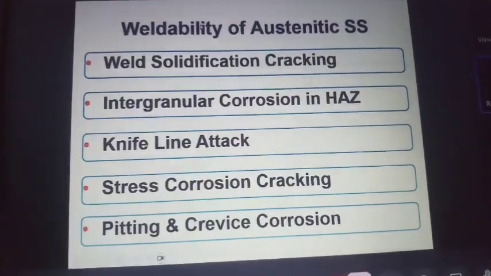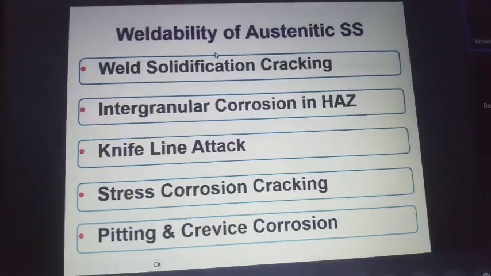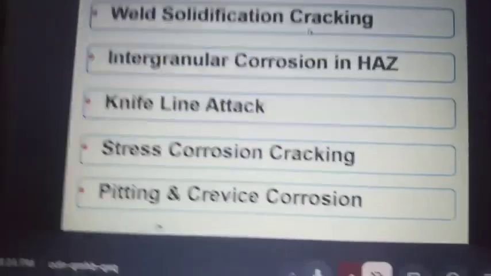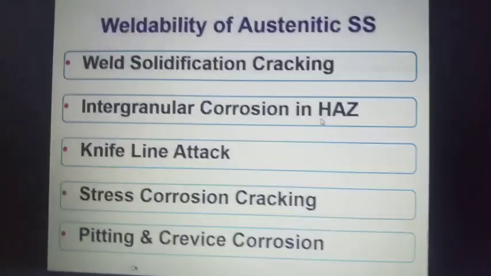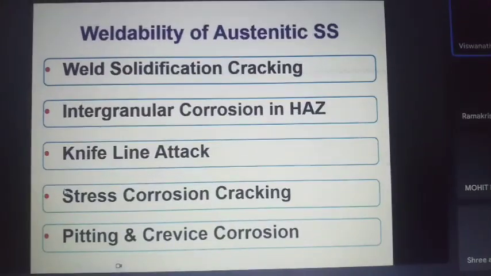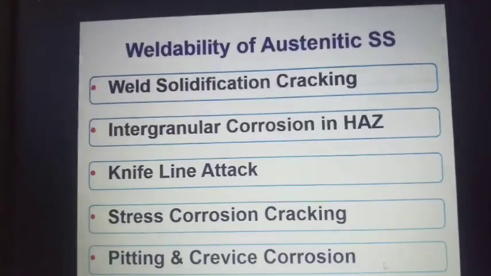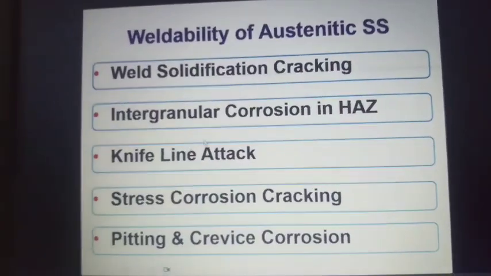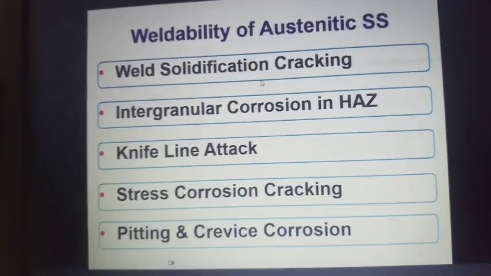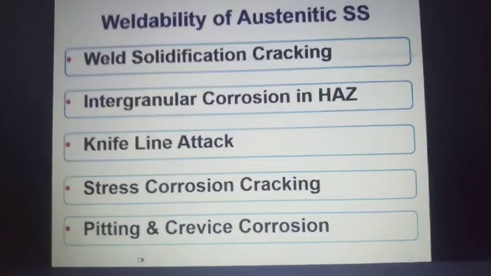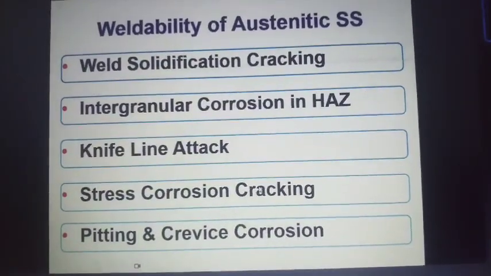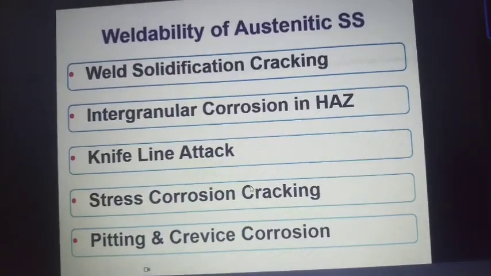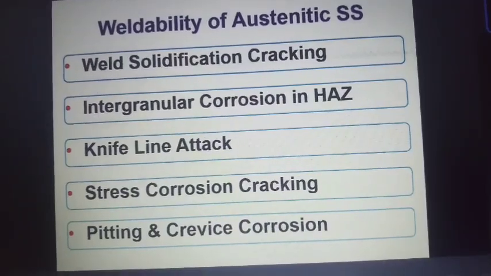So now weldability. I told you what the problems with welding are. Weldability of austenitic stainless steel, what are all the problems we have? We have weld solidification cracking, intergranular corrosion in HAZ, knife line attack, stress corrosion cracking, pitting and crevice corrosion. We face these problems if you don't weld properly. So you need to weld properly to get good corrosion resistance and to avoid cracking.